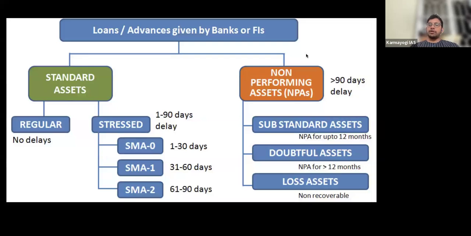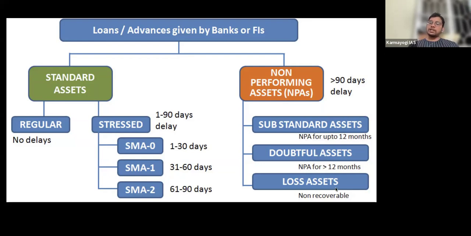Now, in case of non-performing assets, they are not considered non-performing until after 3 months. It is just considered as stressed assets. Among these, if it is more than 90 days, then it is considered a non-performing asset. It is a substandard asset if it is up to 12 months delayed. And if it is beyond 12 months, then it is declared a doubtful asset.